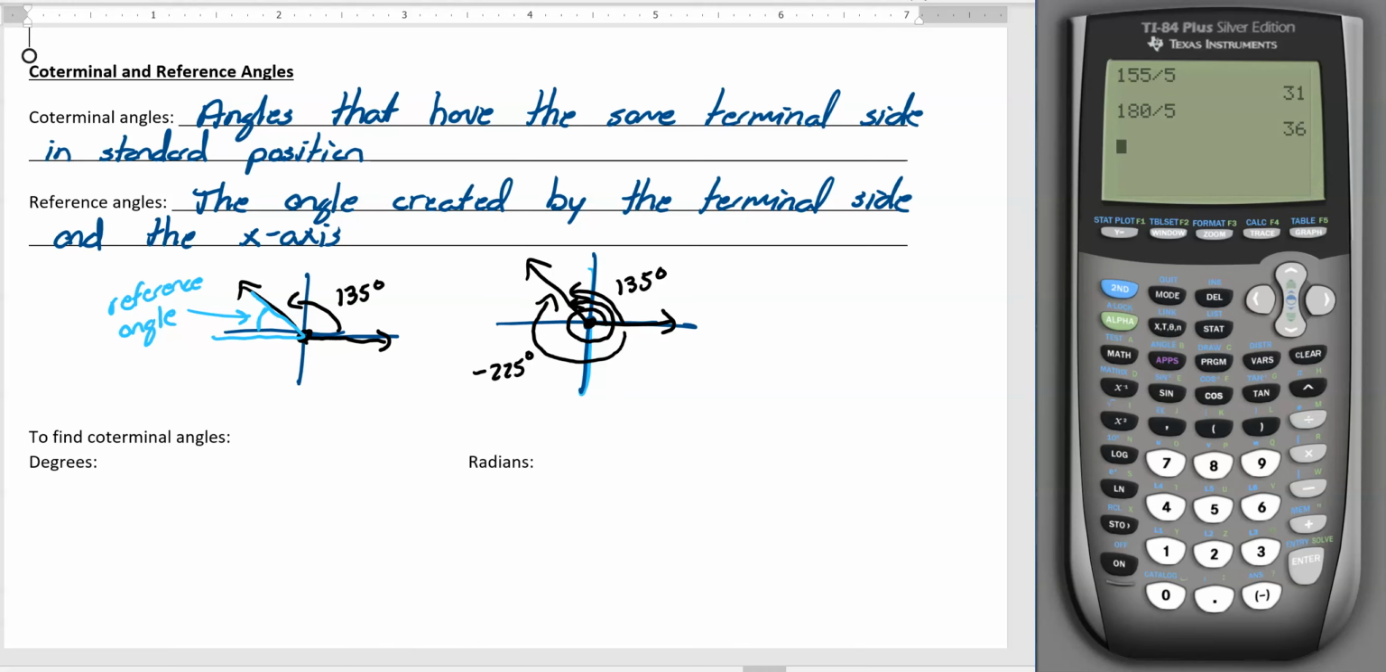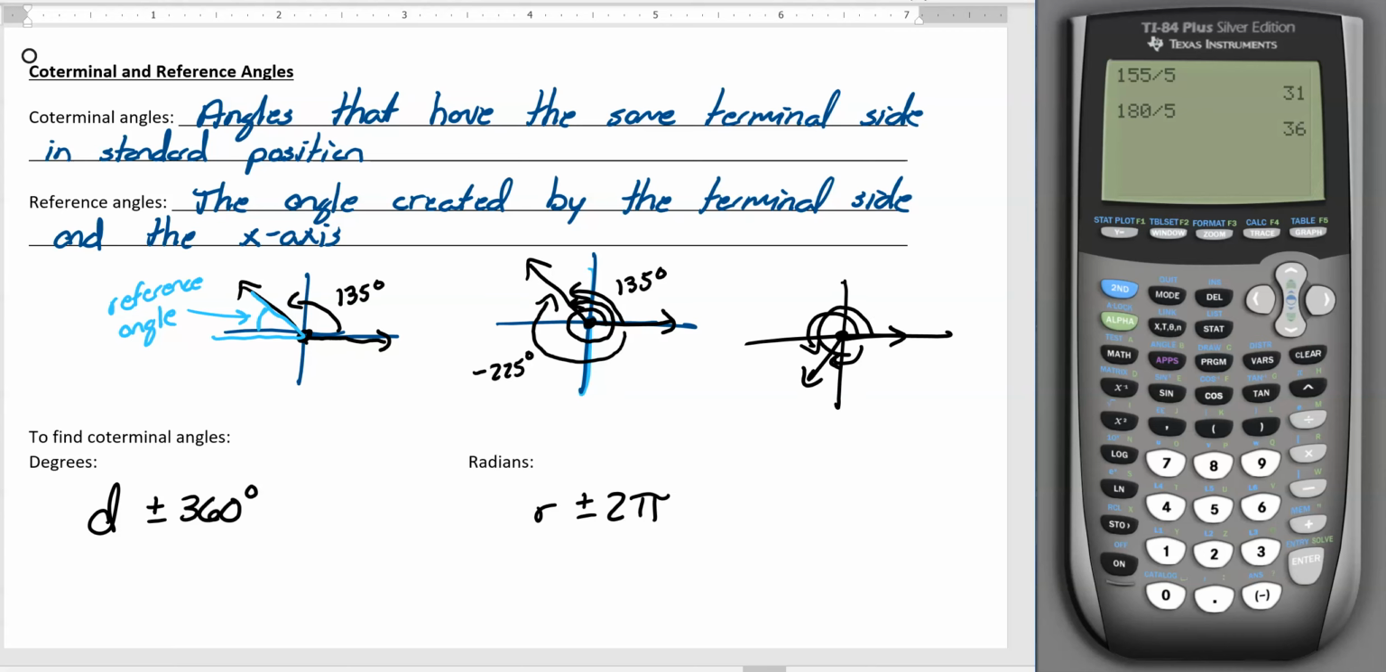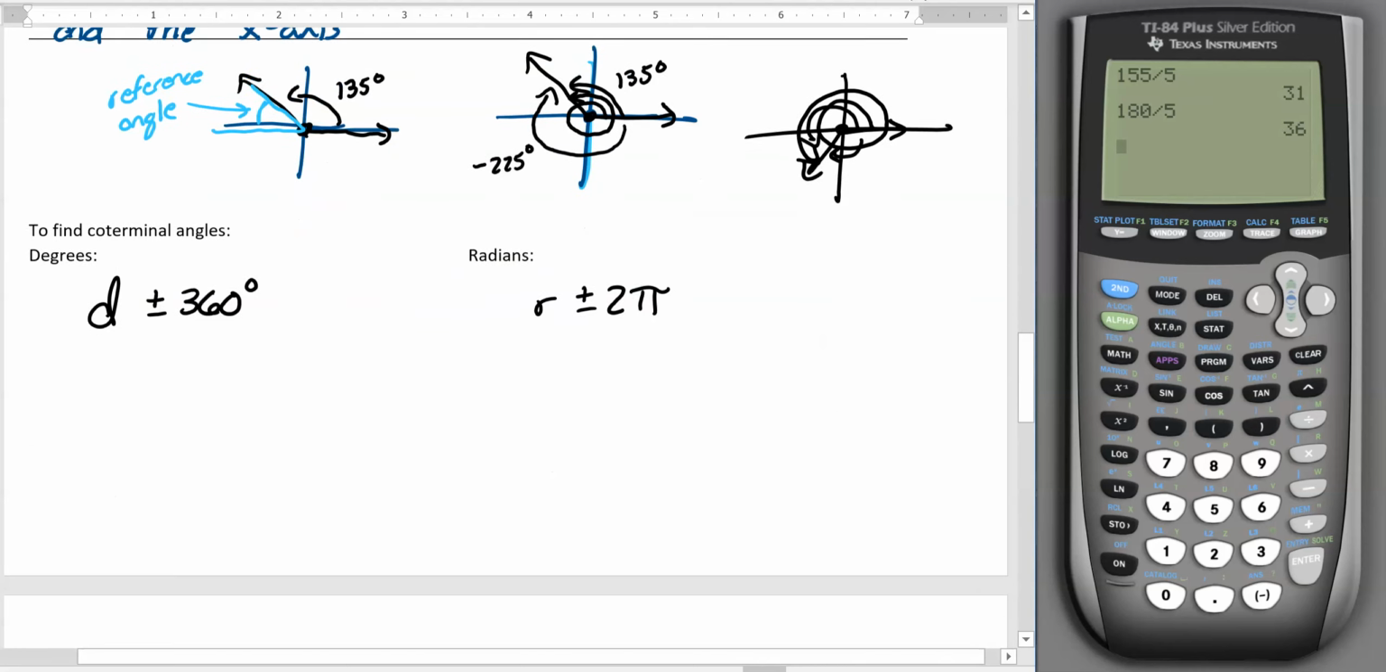So to find coterminal angles, if we're in degrees, we'd take our degree and we'd add or subtract 360. We're basically adding or subtracting a rotation. To do it in radians, we would add or subtract 2 pi. If I have that angle, I could get it this way, I could get it this way, I could go all the way around, get it that way. All of them end at the same spot, and that's the idea behind coterminal angles.